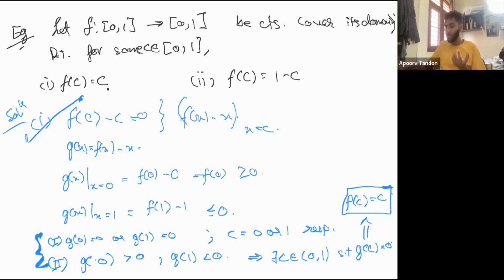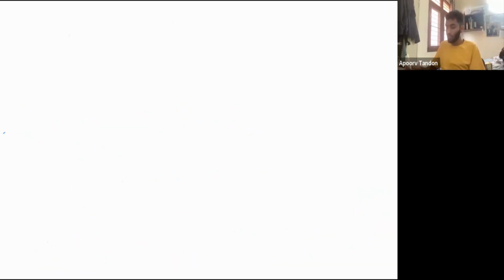Now let's look at the second subpart using the same thinking process. The second subpart is asking us to prove that there is some c between 0 and 1, such that f of c is equal to 1 minus c. F of c is equal to 1 minus c here.